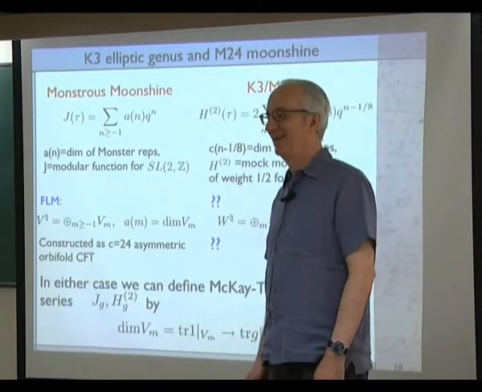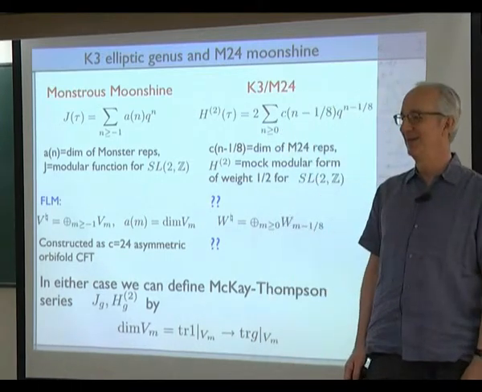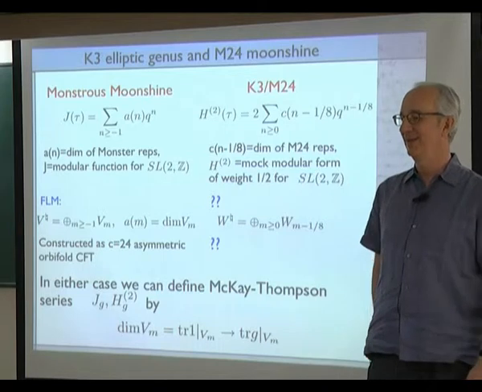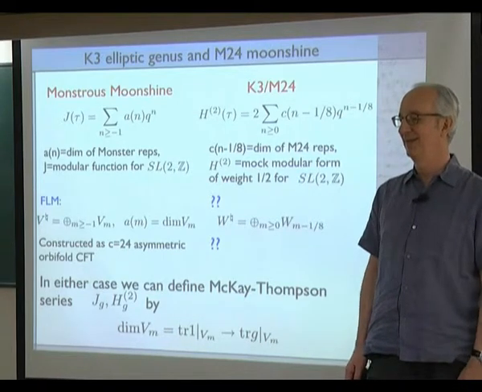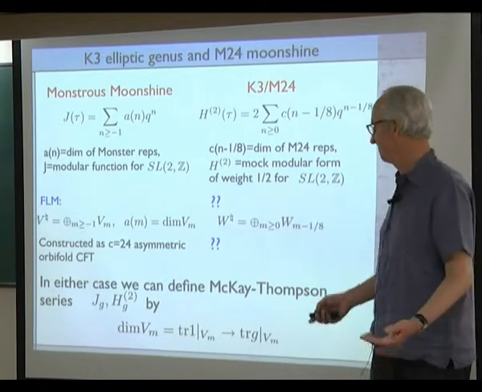It's just different. We're starting at the other end. In the monster case, we start with J, and then we construct the CFT. In the M24 case, we start with the CFT, and we don't really know what to do with it. A modular form, maybe.